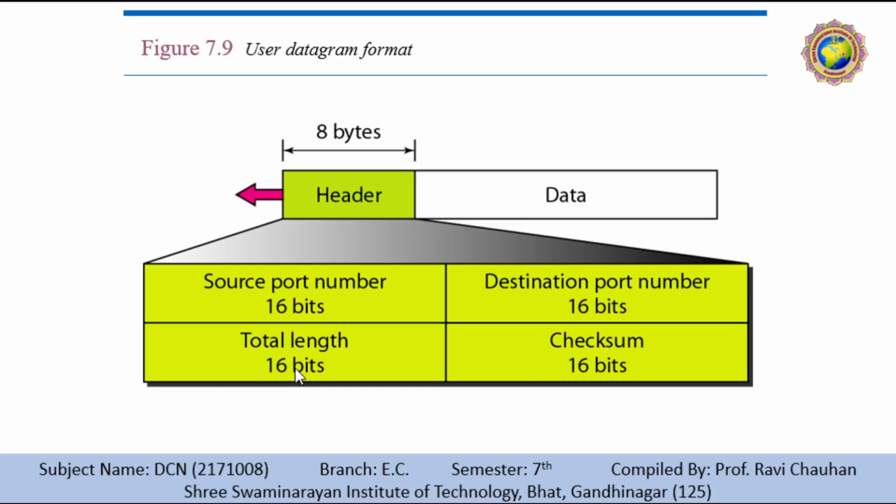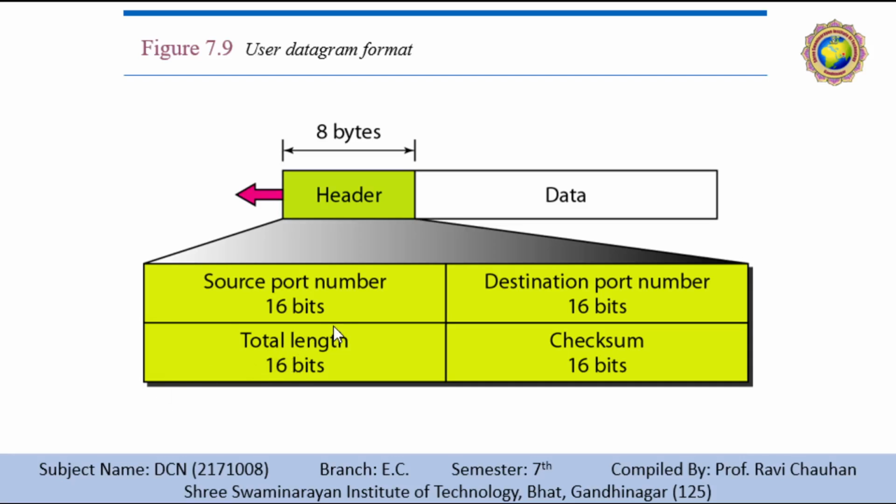After that, the length. This is a 16-bit field that defines the total length of a user datagram, header plus data. The 16-bit field can define a total length of 0 to 65535 bytes. However, the total length needs to be much less because the UDP user datagram is stored in an IP datagram with a total length of 65535 bytes.